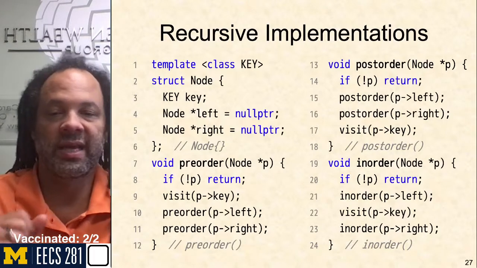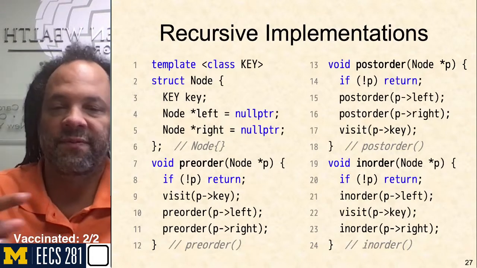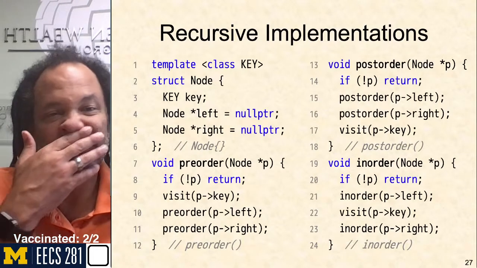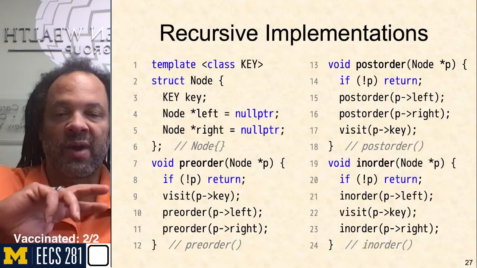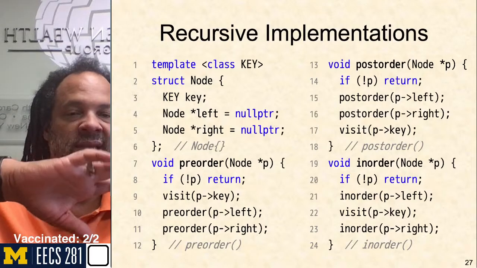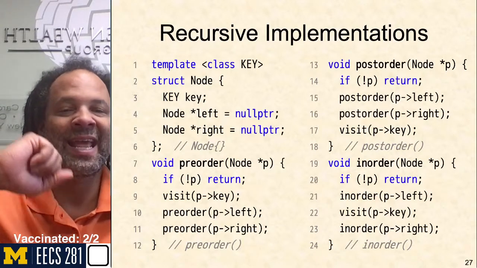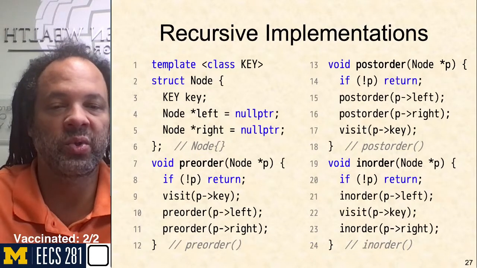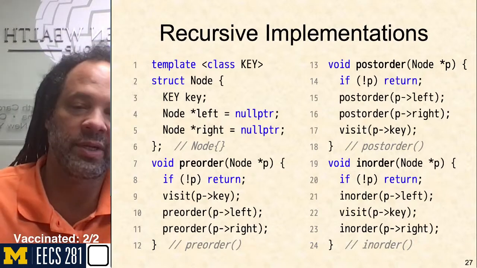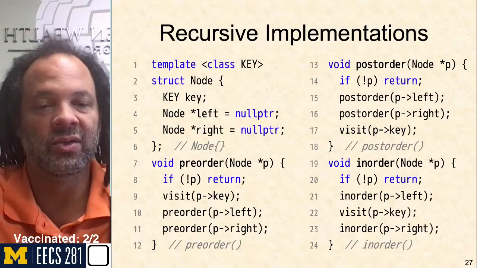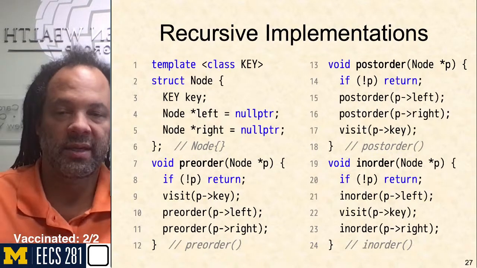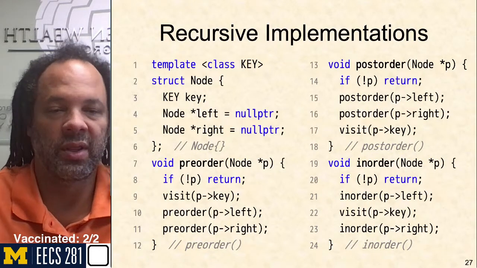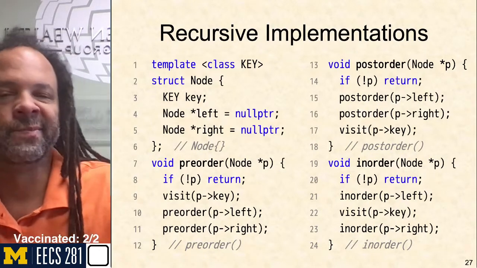Base case says if the pointer is dead, we're done. We visit the key first, and then we do our 2 pre-order traversals. In the post order, it's just flipped around those last 3 lines. So everything else is the same. We go post order in 15, post order in 16, and then visit the key in 17. With in order, we do the visitation in the middle. So we'll do in order in 21, visit in 22, and then in order to the right in 23. But all of these go left, right here in 10 and 11, left, right, 15, 16, left, right, 21 and 23. So it's always processed left to right.